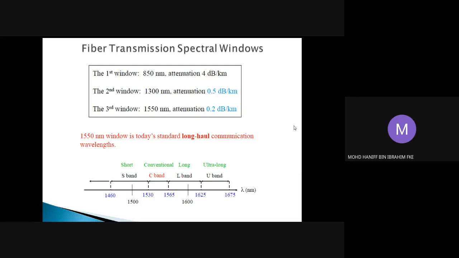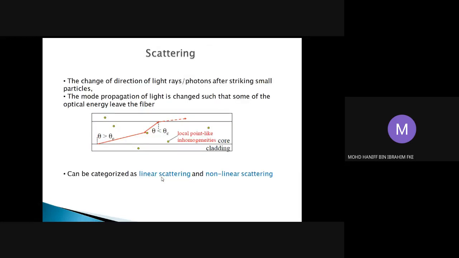Okay, so this is the standard wavelength used in today's optical communication. Okay, so this is the C band. Normally 1550 nanometer is classified under the C band. Right, so we have S band, L band, U band, but our interest is on the C band, 1550 nanometer. Okay, hopefully you understand clearly the absorption or metal absorption.